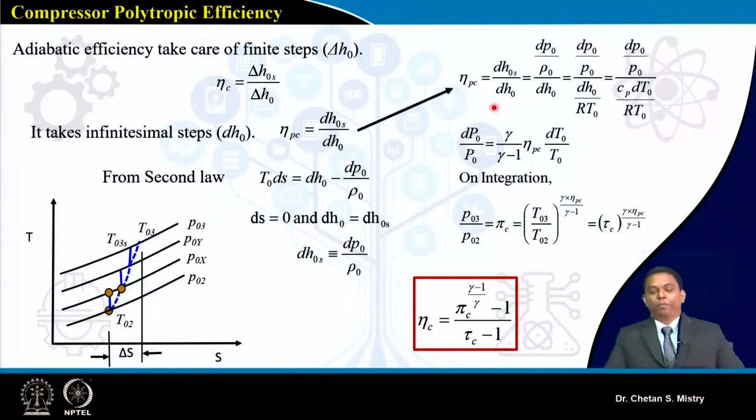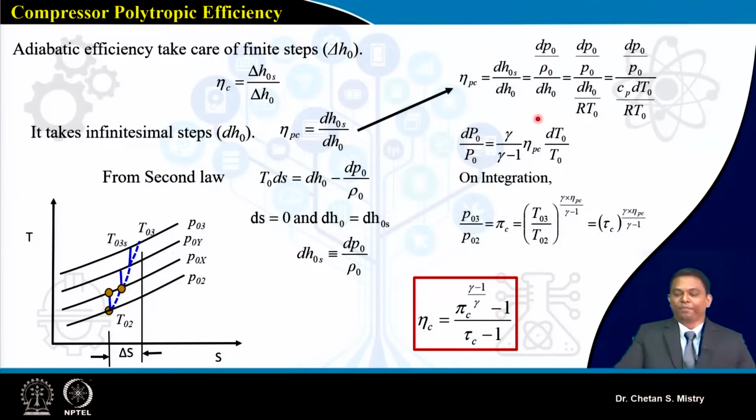Now let me put in the definition of my polytropic efficiency. Here if you look at, this is what we are writing. I am putting that as dH0 by ds. This I am putting as dP0 by rho. This rho I can represent as P upon RT. This H0 I am writing as Cp T0.